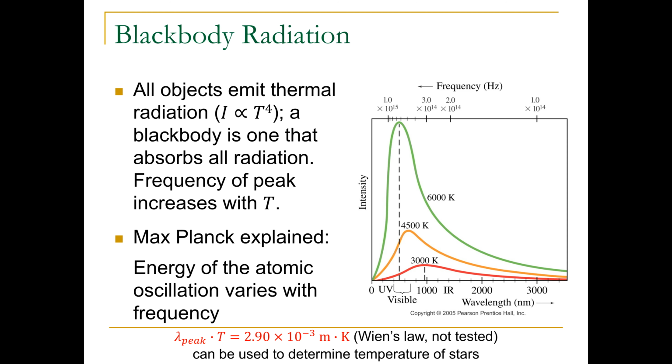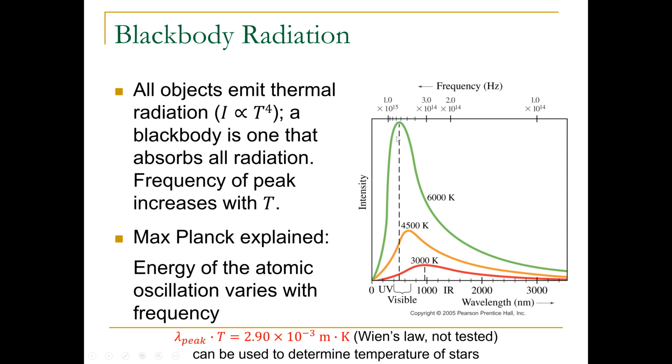Moving on to blackbody radiation, which describes how objects emit electromagnetic waves depending on their temperature. We will mostly be studying what this graph tells us. This green line represents an object that's at 6,000 Kelvin, and the orange and red lines represent cooler temperatures. With the green line, we see the greatest intensity of radiation, and we also see that the peak intensity occurs at the smallest wavelength, which corresponds to the highest frequency.